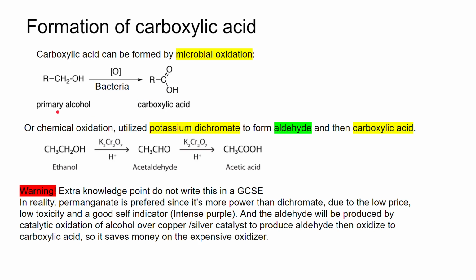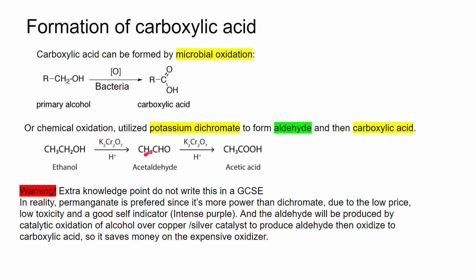Or chemical oxidation utilizes potassium dichromate, which is one of the key oxidizers in the GCSE syllabus. You can see first it will form the aldehyde, then eventually form the carboxylic acid. We can see here we have one ethanol. In the presence of the oxidizer and some acid, you get acetaldehyde, which is known as ethanal, and then it is further oxidized by the dichromate. In the presence of acid, you get acetic acid.